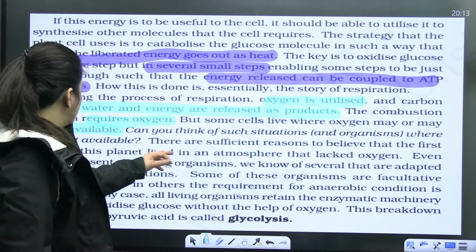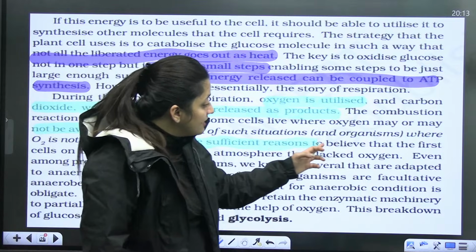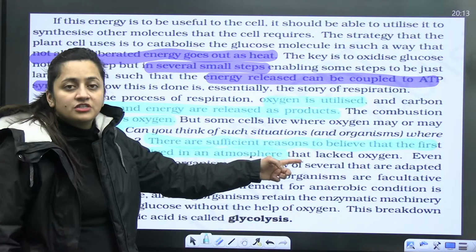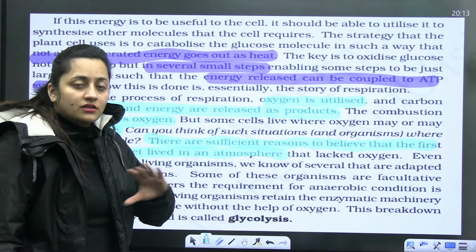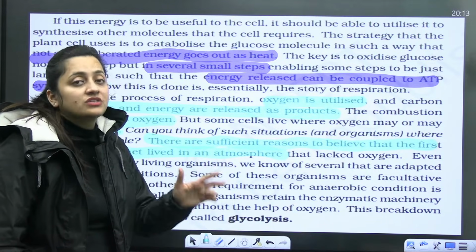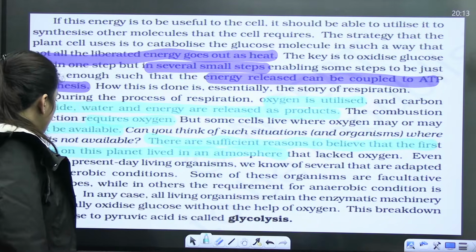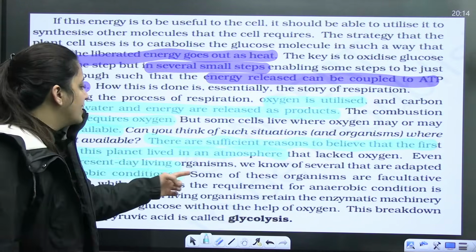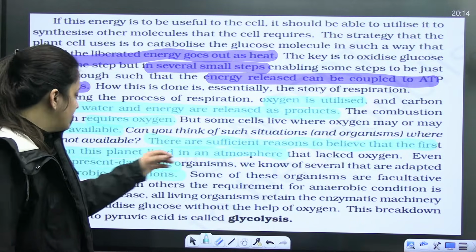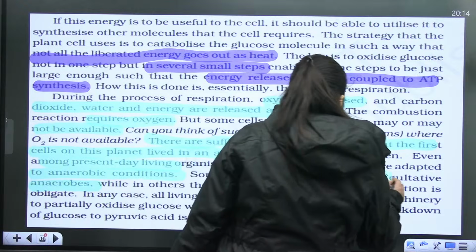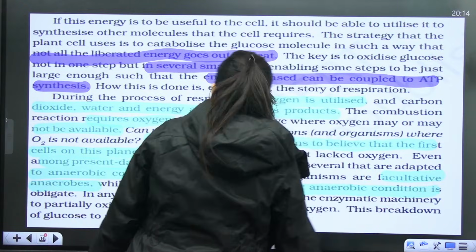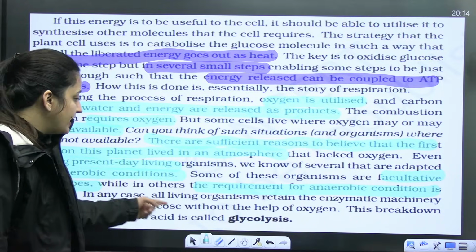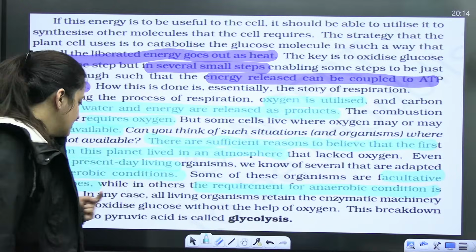What's going to happen? It is saying that there are sufficient reasons to believe that the first cells on this planet lived in an atmosphere that lacked oxygen. Yes, early Earth had a reducing condition, and then finally an oxidizing condition came to the early Earth as well. So even among present day living organisms, we know of several that are adapted to anaerobic conditions. Are you getting my point? Some of them are facultative anaerobes, while for others the requirement for anaerobic conditions is obligate. So in many cases, all living organisms retain this enzymatic machinery.